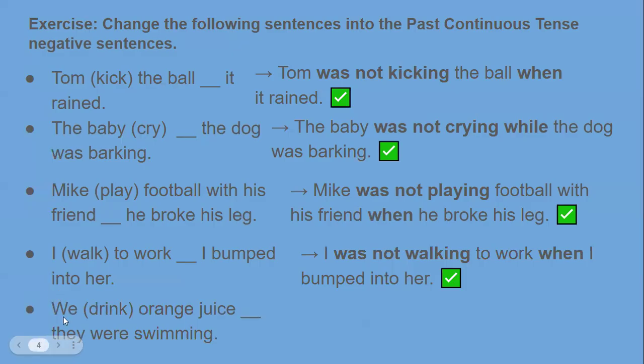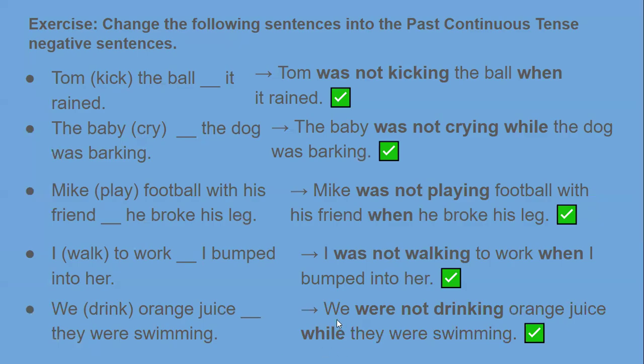Next, we drink orange juice, gap, they were swimming. Subject, we. For the subject we, we use the past verb to be, were, make it negative by putting not, becomes were not, then our verb has to end with an ing. And you can see here, the second action is continuous. So it means the two actions were happening at the same time. And therefore, the correct sentence becomes, we were not drinking orange juice while they were swimming.